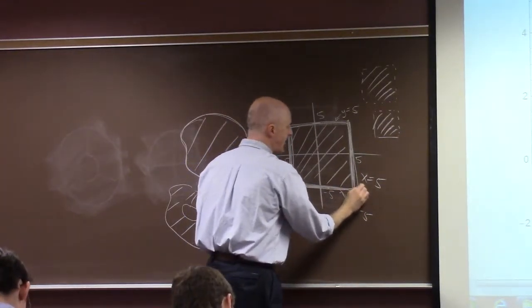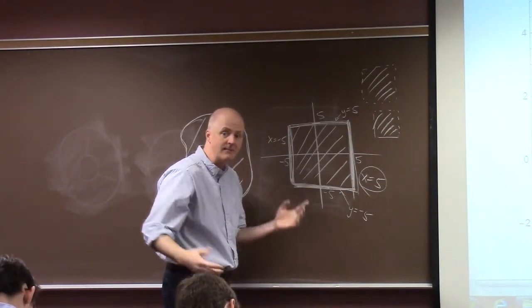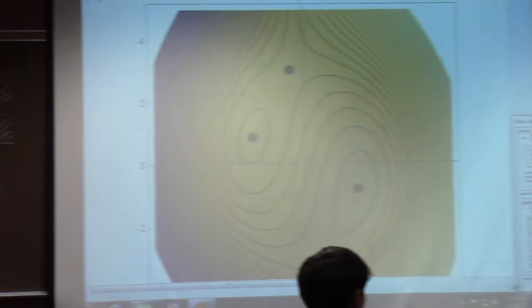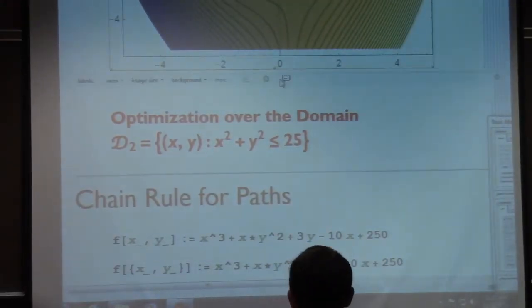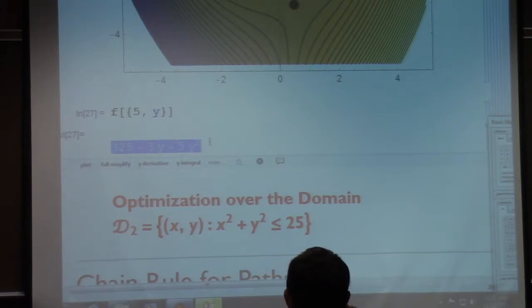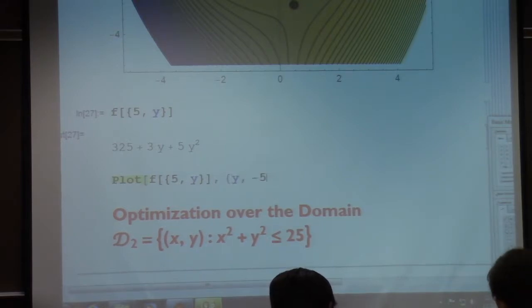If you plug, for example, x equals 5 into the two variable function, you get a function of just one variable, y. That can be graphed normally. We've done that already. What is the function f of 5 comma y? It's this quadratic. And we can plot that over the domain, the closed interval from -5 to 5. Plot f of 5 comma y, where y goes between -5 and 5.